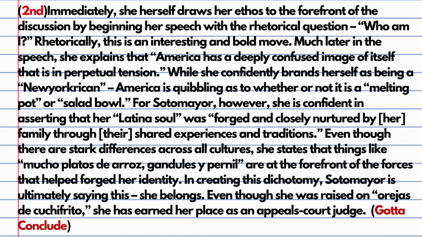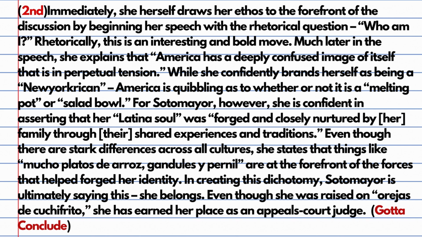And I tell my students, go quote hunting, right? Get into the quotes, either paraphrase or quote right in that 4th sentence. Get our noses into the text. So immediately, she herself draws her ethos to the forefront of the discussion by beginning her speech with the rhetorical question, who am I? So I'm also getting syntax out of the way in talking about the rhetorical question. Rhetorically, this is an interesting and bold move.